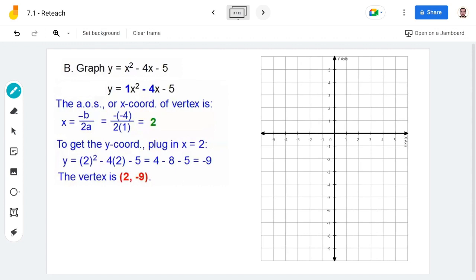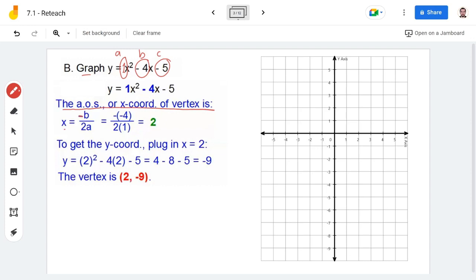Let me write here the graph y equals x squared minus 4x minus 5. So we know that a is 1, b is negative 4, and c is negative 5. Now we can use the formula to find the axis of symmetry, which is x equals negative b.